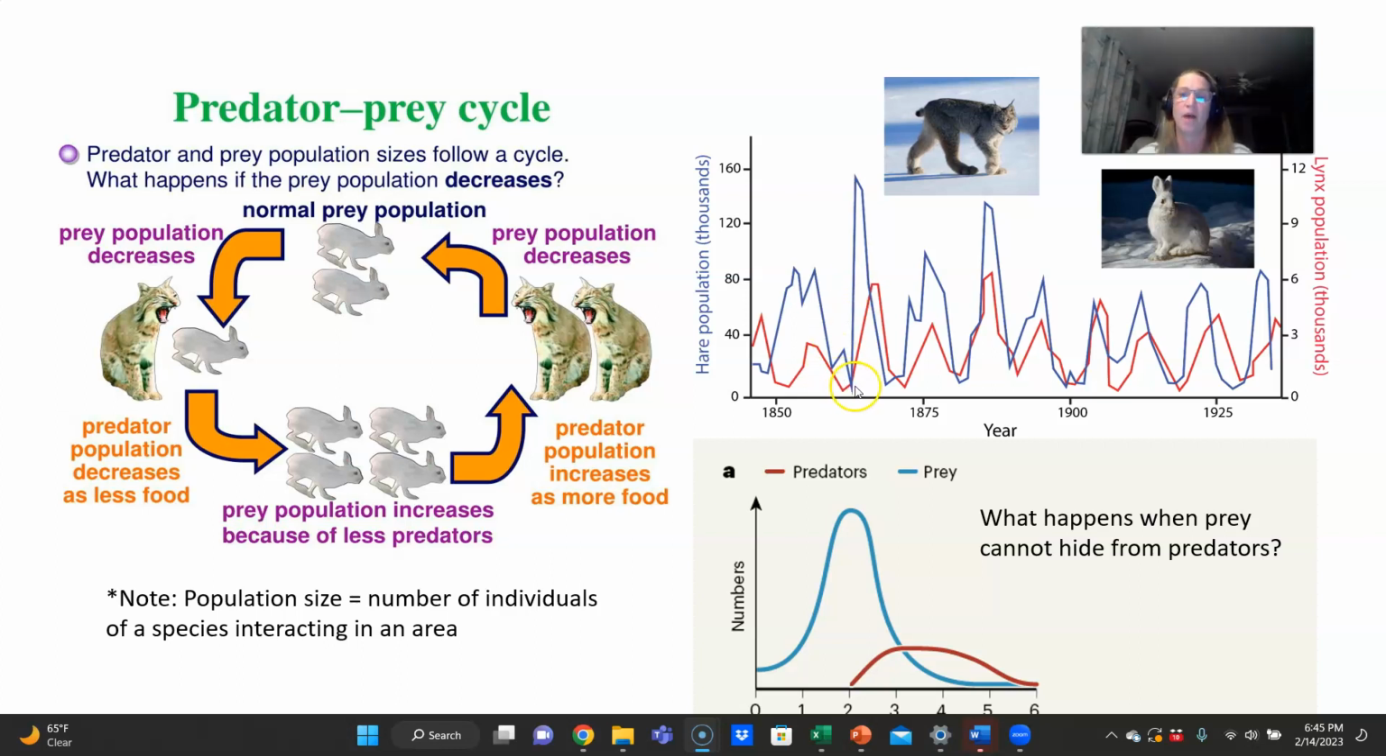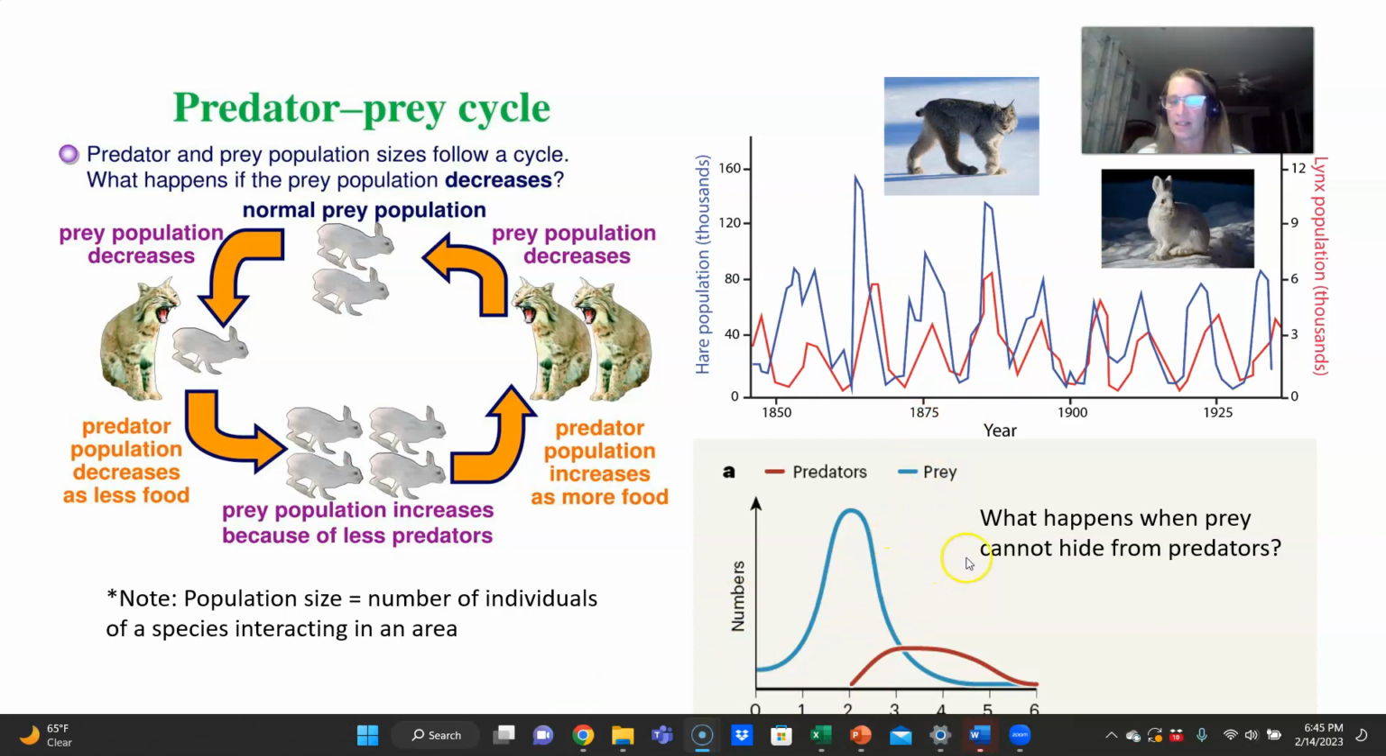Probably there's some other less common prey items for them to eat. And so while the populations get really, really low, they don't ever reach zero. And that's why both of these populations are able to cycle at high and low levels, just because they never reach zero. But what happens when you have a much more simple situation between predator and prey?